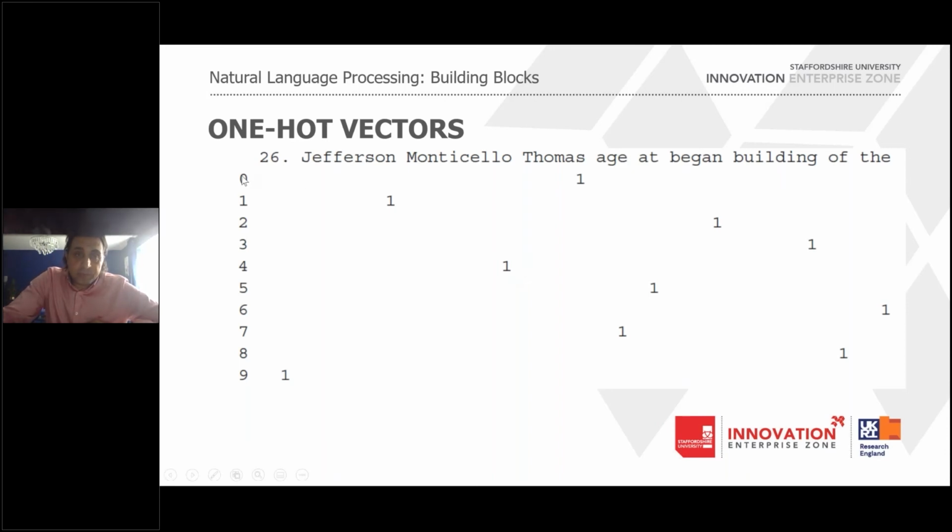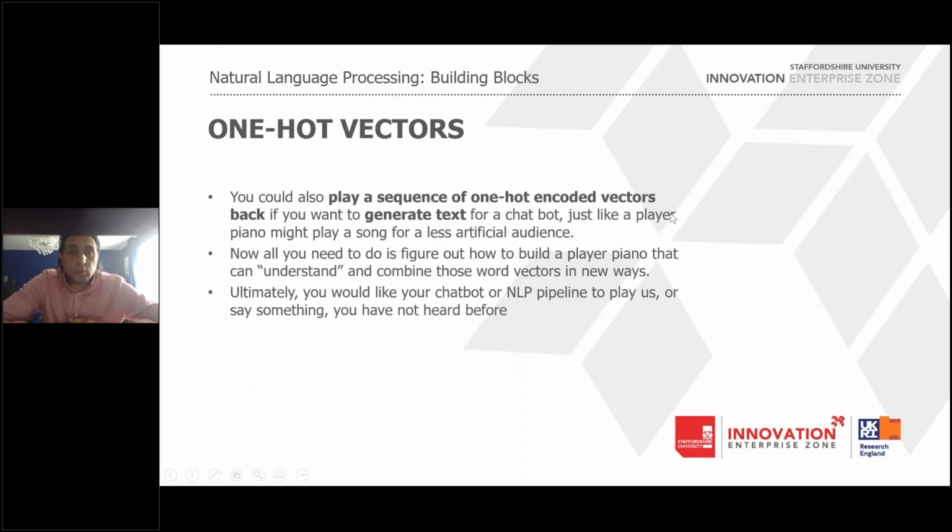Each vector represents a token, and will be only high, or 1, or hot in one element, one token of your vocabulary. You could also play a sequence of one-hot encoded vectors back if you want to generate text, like what we have been doing now for a chatbot, for example, just like a player piano might play a song for a less artificial audience. Now, all you need to do is figure out how to build a player piano that can understand and combine those word vectors, which are the one-hot vectors, together in new ways.